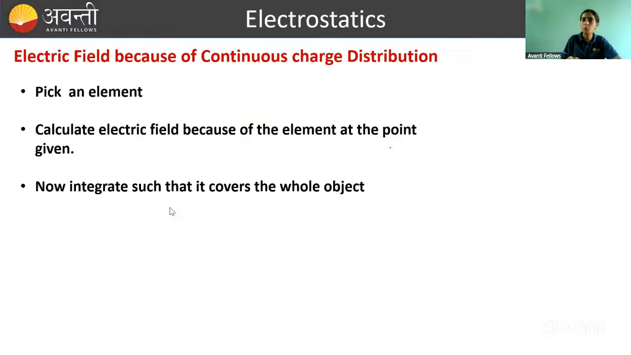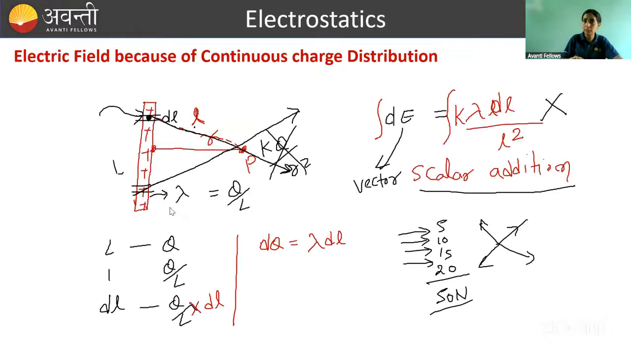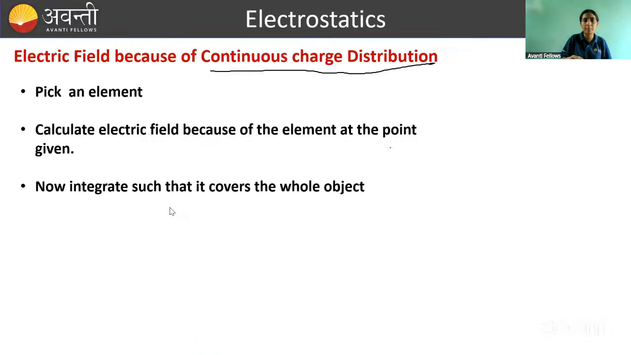So how we will be doing electric field calculation because of continuous charge distribution. What I did here, first you need to pick the element. So how you will be picking the element? This is the first question. चलो मैं वो सिखाऊंगी एलिमेंट पिक कैसे करना है.